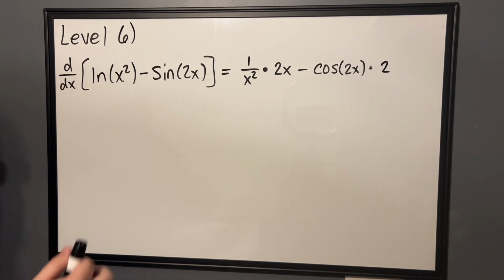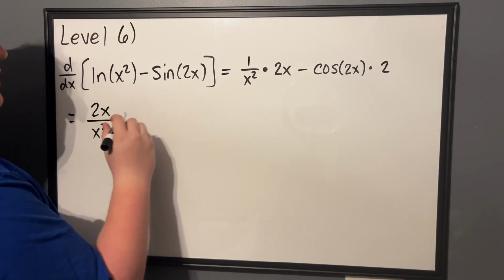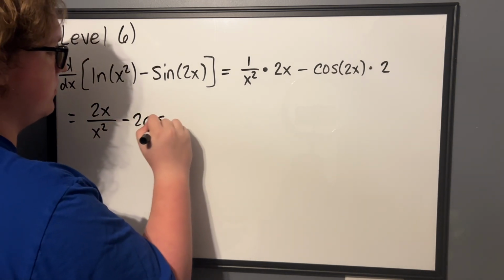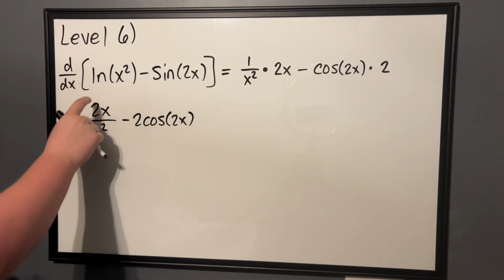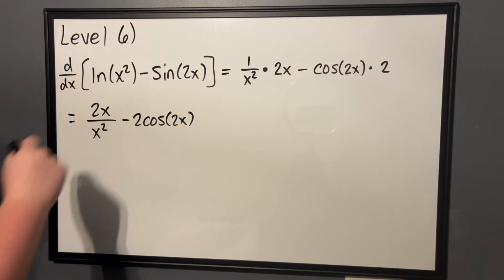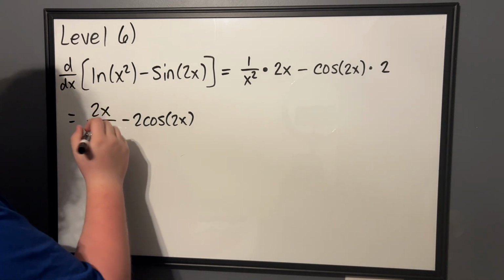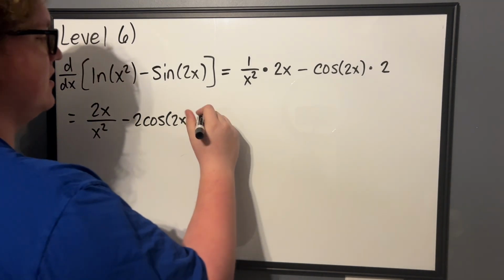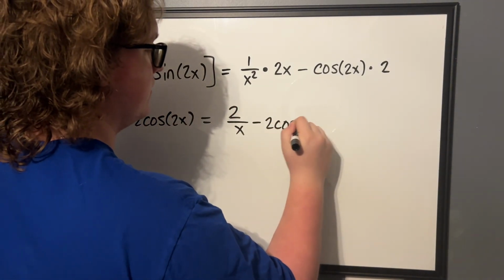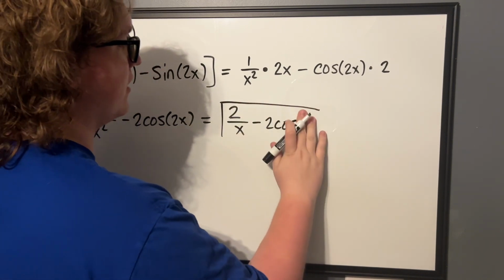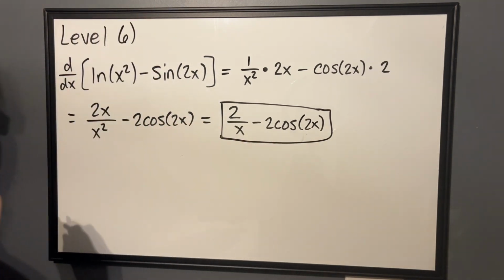So from here, we're just going to try to simplify some stuff. So this is equal to 2x over x squared minus 2 cosine of 2x. And now there's one more thing we can do. We can simplify this term right here because we have 1 copy of x in the numerator and 2 in the denominator. So we can cancel out this one with one of the ones down here. So this is really going to give us 2 over x minus 2 cosine x. Or I'm sorry, cosine 2x. And that will be our answer for level 6.